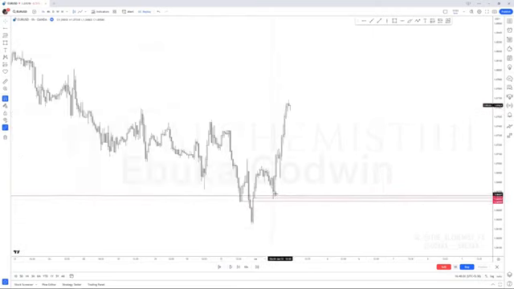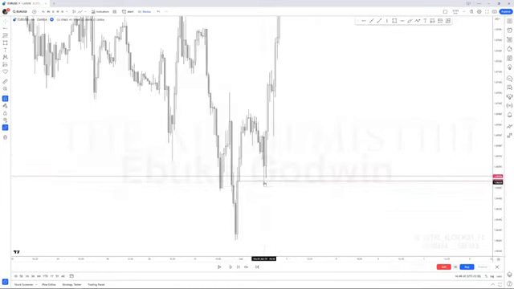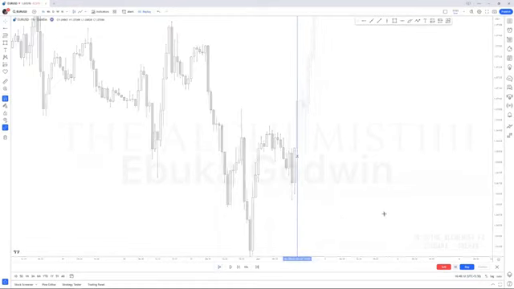So where did the moves come from? Where did all these moves come from? From the higher time frames, right? From the higher time frame levels itself. Look at this, there's a nice re-entry in here.